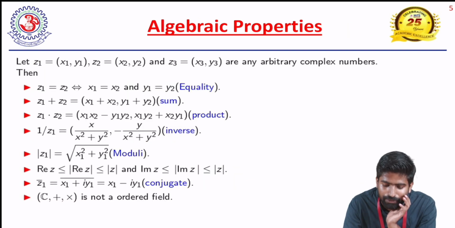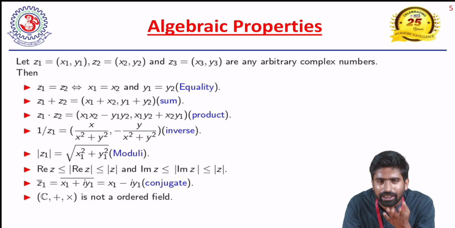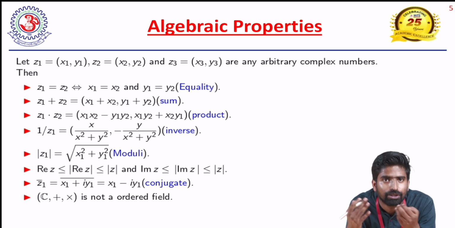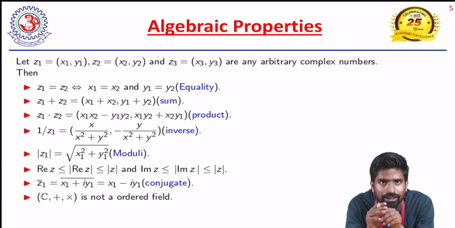Now we will talk about a few basic algebraic properties of complex numbers, what we mean by the addition of complex numbers and by the equality of two complex numbers. For example, let us consider z1, z2 and z3 as any three arbitrary complex numbers. So z1 is represented by (x1, y1), where x1 is the real part and y1 is the imaginary part, and z2 and z3 similarly.